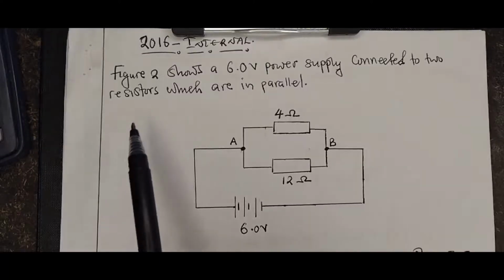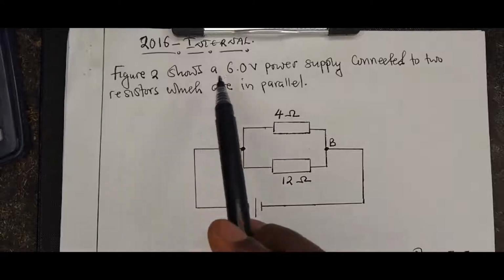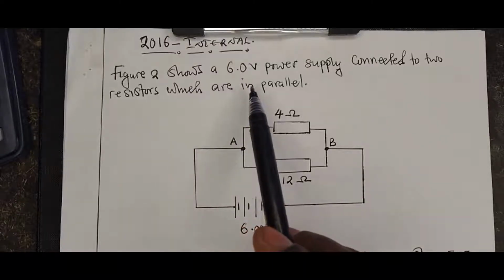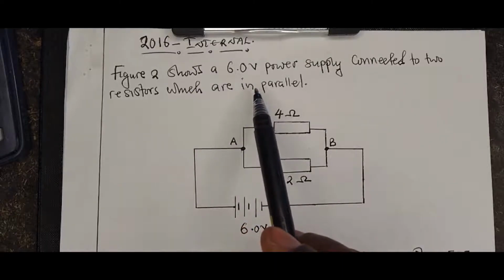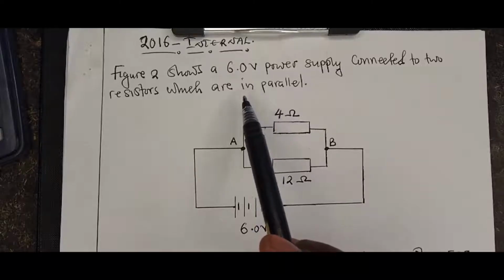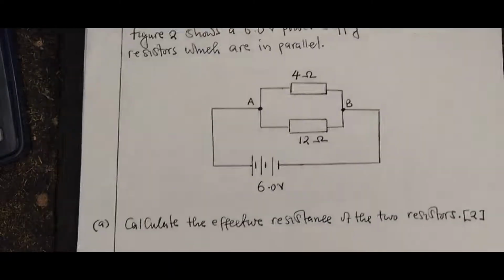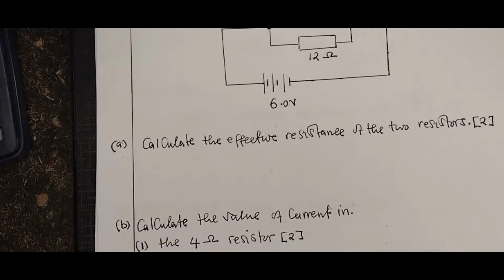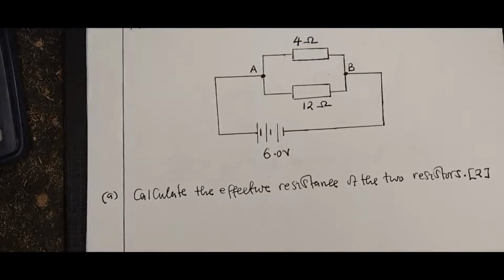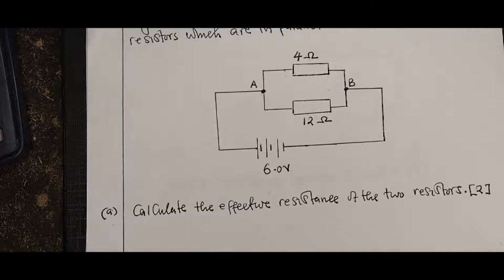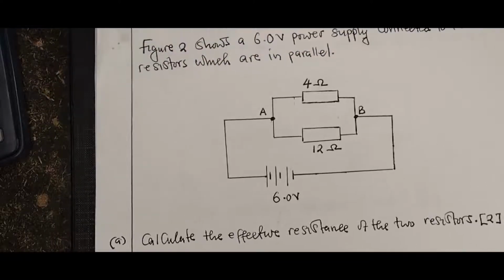The question reads, figure 2 shows a 6.0 volts power supply connected to two resistors which are in parallel. Calculate the effective resistance of the two resistors. That is the first question we are finding.